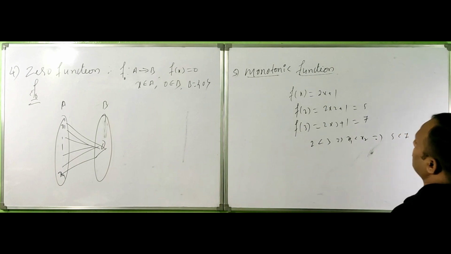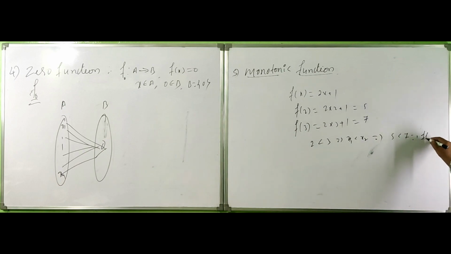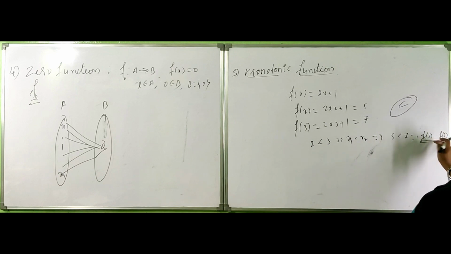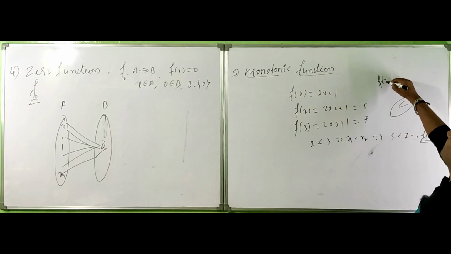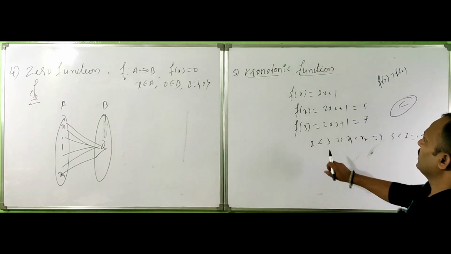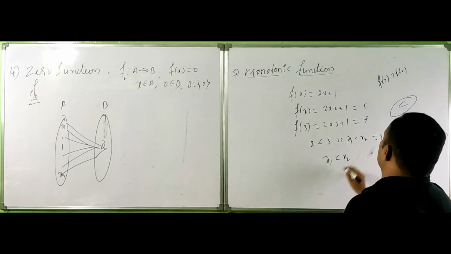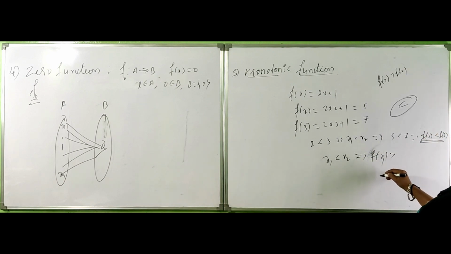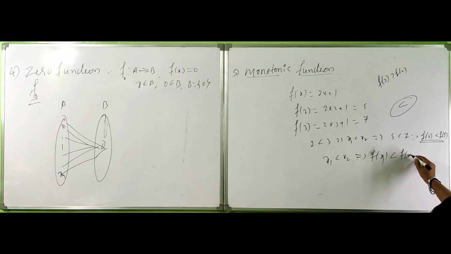You have to take some different examples, because I have to show strictly increasing and strictly decreasing. Then this implies that f of 2 is less than f of 3. This symbol, the less than symbol. For x1 less than x2, this implies that f of x1 is less than f of x2.